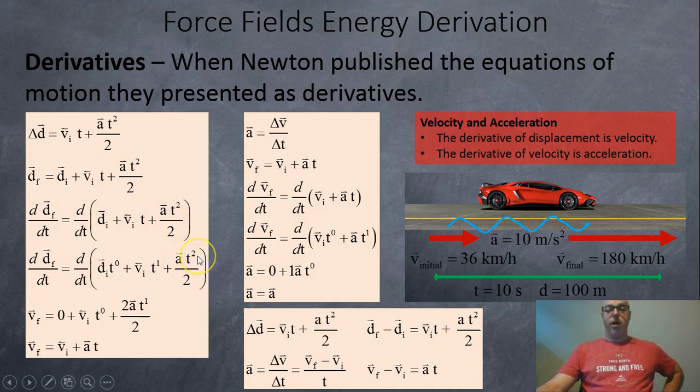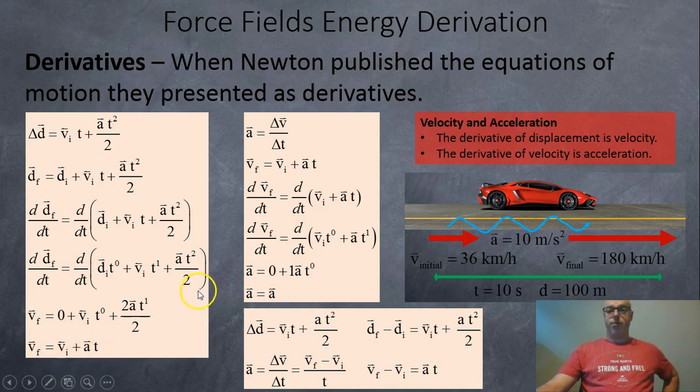So you multiply by your exponent, subtract 1 from your exponent. So multiply by 0, we get 0. Multiply by 1, we get vi t to the 0. And multiply by 2, we get 2 over 2 a t to the 1. And look at that, we just derived one of the equations of motion. Vf equals vi plus at.